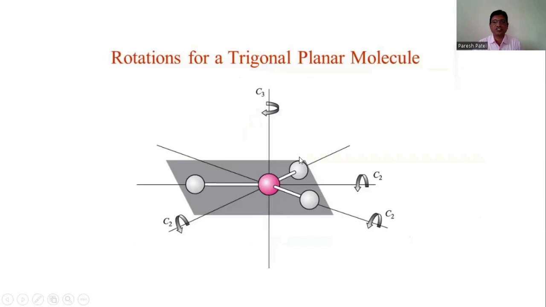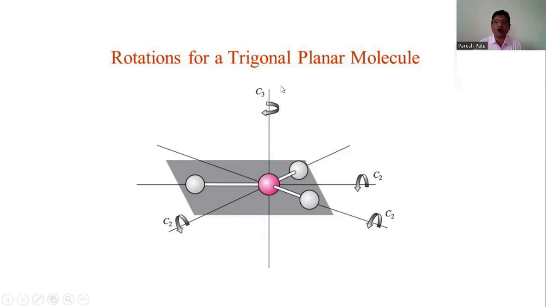This is a trigonal planar molecule. The example is the BF3 molecule, and we know that BF3 is a planar molecule. This one is the imaginary axis, and with the help of this imaginary axis, if we rotate the molecule along the axis around 120 degrees to get the equivalent orientation position, the order of axis for this imaginary axis is 3. So this symmetry element can be recognized as a C3.